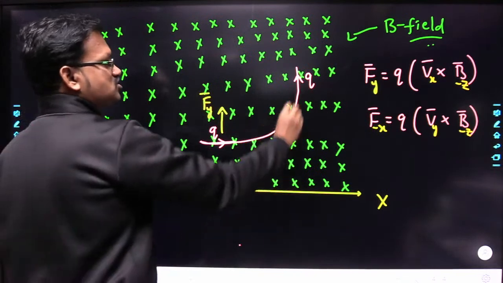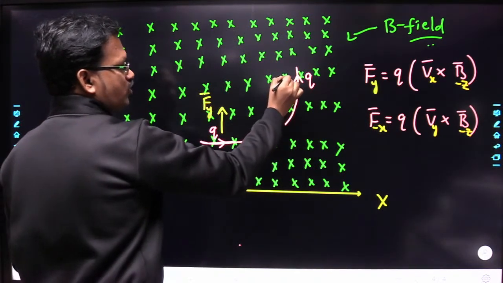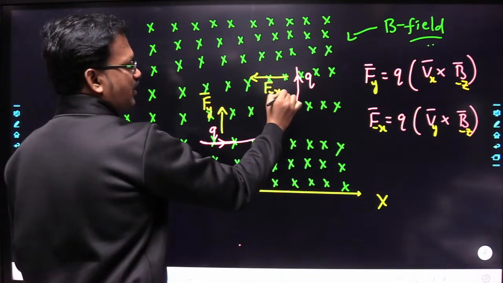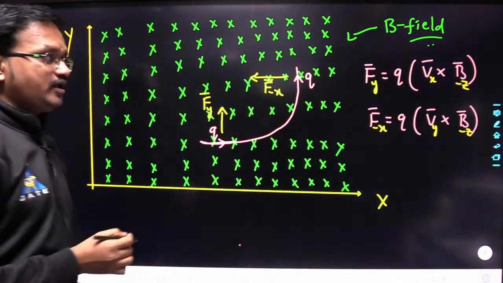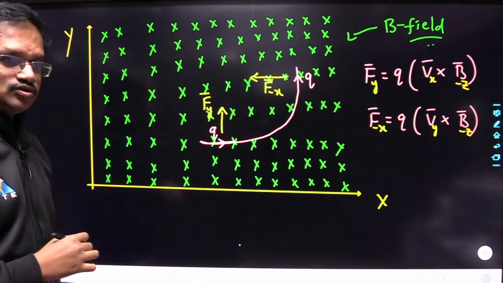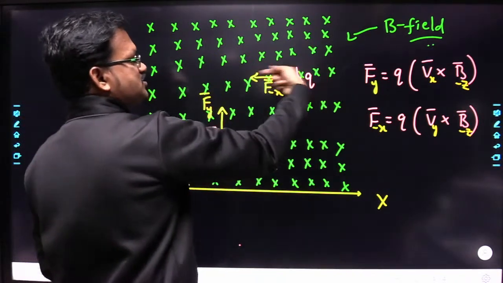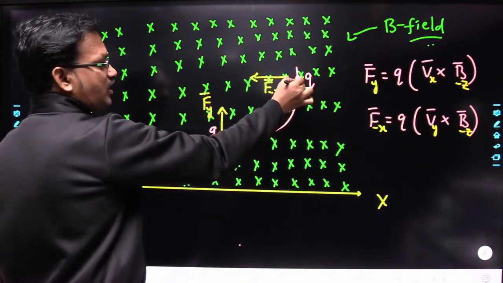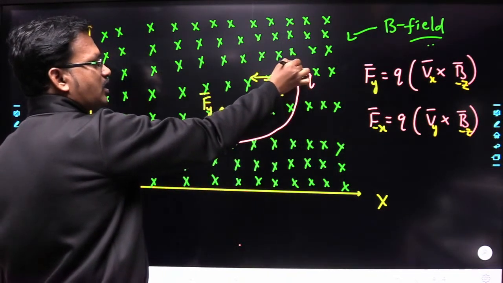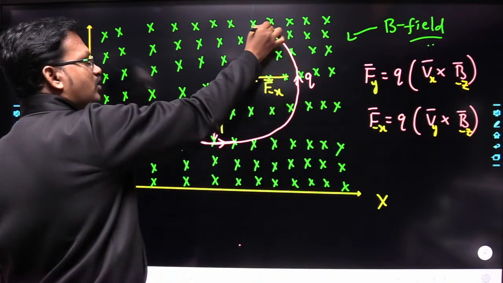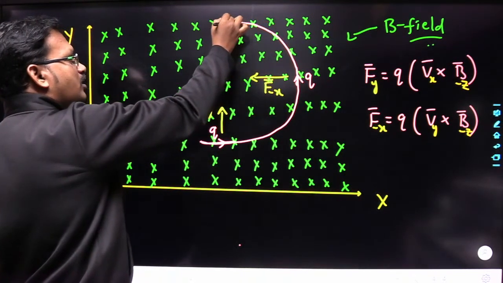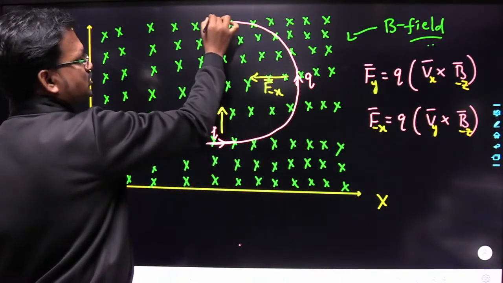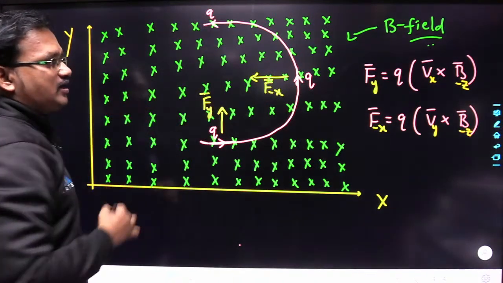So whenever the charge is moving along the y direction, it is going to experience the force in which direction? In negative x direction. Understood? Okay. So whenever it is experiencing the force in the negative x direction, then what will happen here? Again, it is going to take a curved path, and finally tries to move along the negative x direction. Now the charge is moving in the negative x direction.